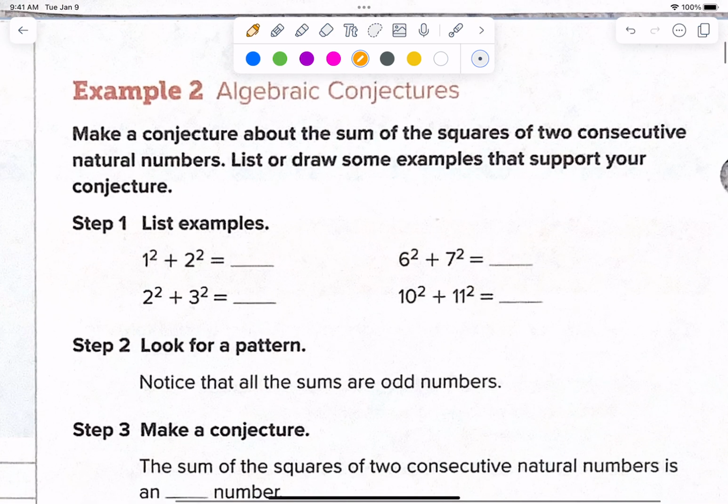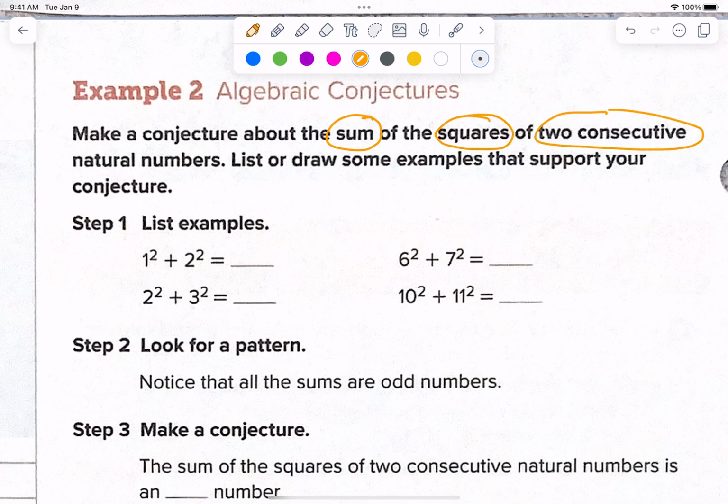We have algebraic conjectures. So this one's a little bit hard to dissect, so bear with me. Make a conjecture about the sum of the squares of 2 consecutive natural numbers. Are you confused? Let's start with natural numbers. What are the natural numbers? 1, 2, 3, 4, 5, and so on and so forth. Those are natural numbers. They're also called counting numbers, okay?